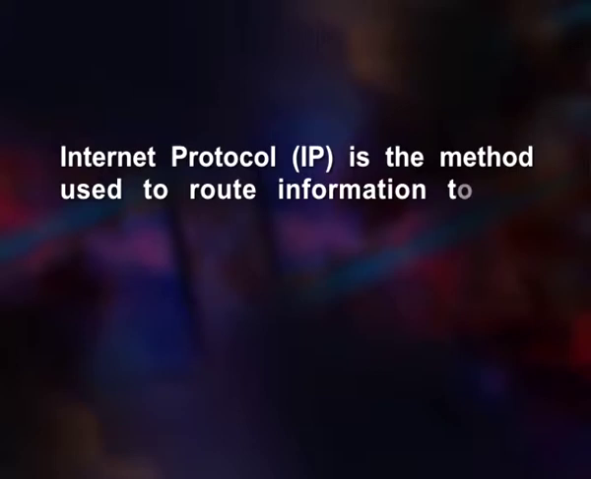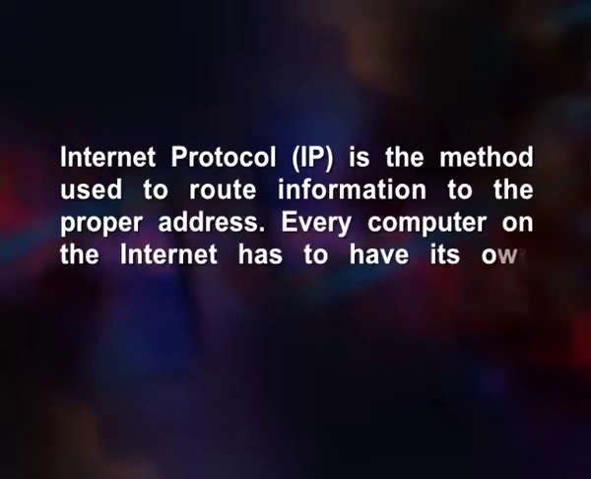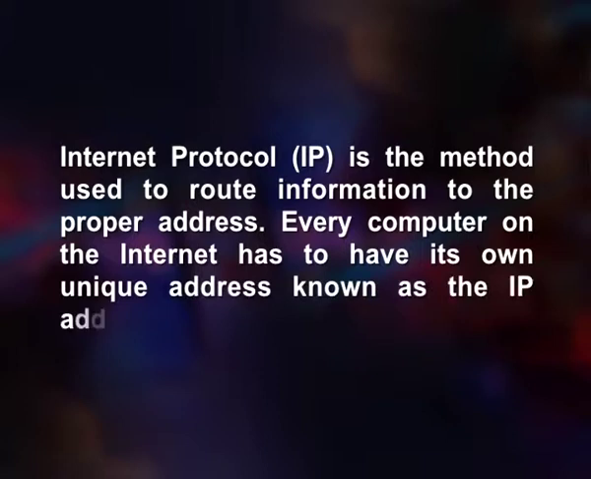Internet Protocol or IP is the method used to route information to the proper address. Every computer on the Internet has to have its own unique address known as the IP address. Every packet sent will contain an IP address showing where it is supposed to go. A packet may go through a number of computer routers before arriving at its final destination, and IP controls the process of getting everything to the designated computer.